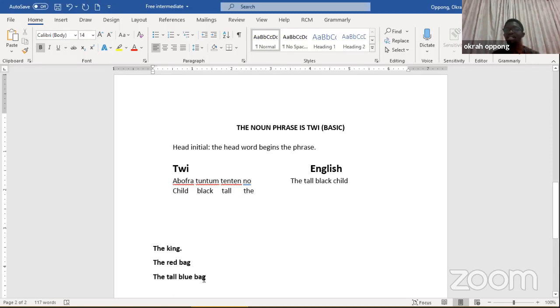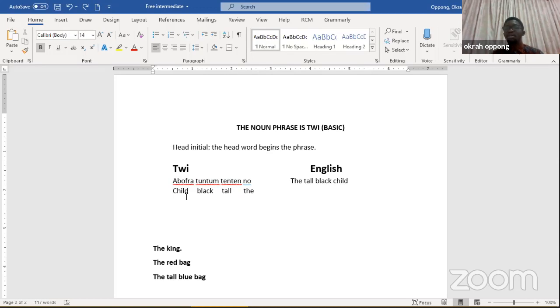So the head word means the most important element in the structure. So the structure, the tall blue bag, is referring to a certain bag, right? So you can do away with the blue and tall and still have bag, and it can still mean the subject, right? So that's what we mean by this. But when you have a structure like the tall blue bag, or the one I've given in this example, in English they say the tall black child. That's the example I'm using to explain the structure of the noun phrase.